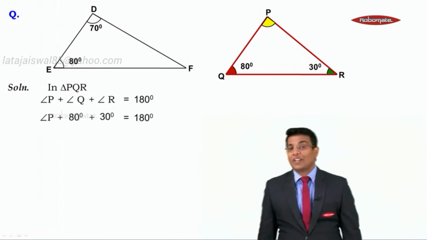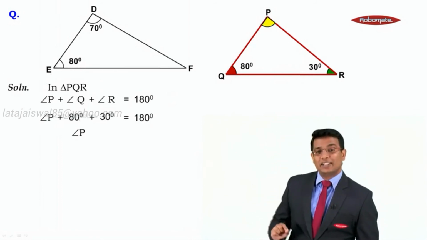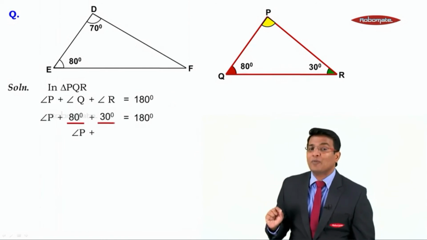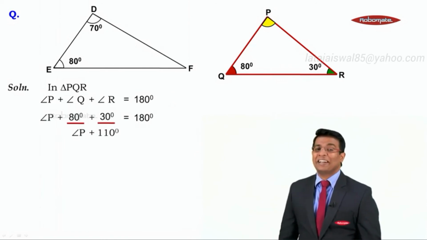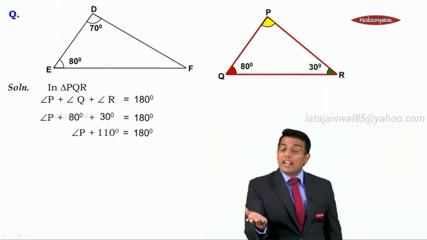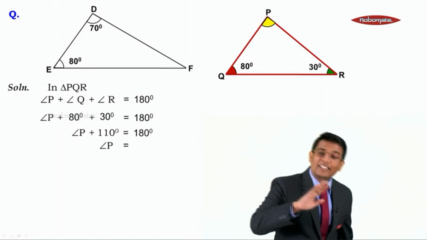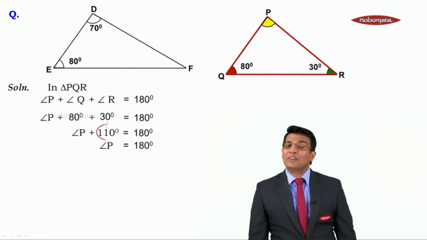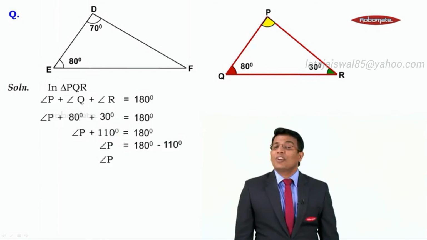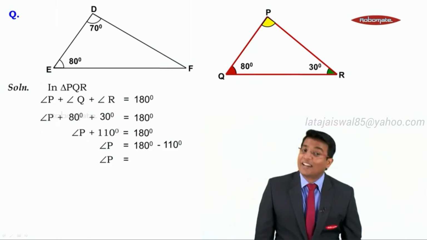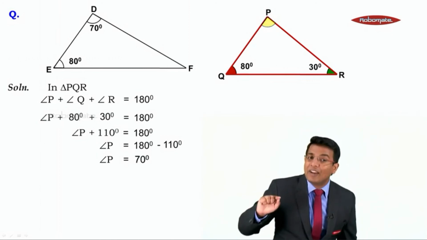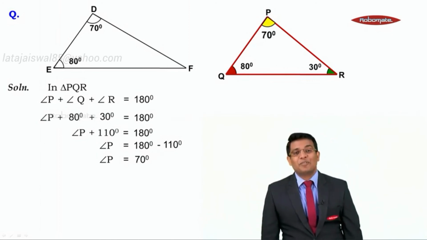Now angle P remains as it is. We know 80 degree plus 30 degree together would give 110 degree. That is equal to 180 degree. Now 110 degree can be shifted onto the right hand side. So it becomes minus 110 degree. So we have 180 minus 110, that is 70 degree. So angle P is 70 degree we got, correct? This is the information which we got.